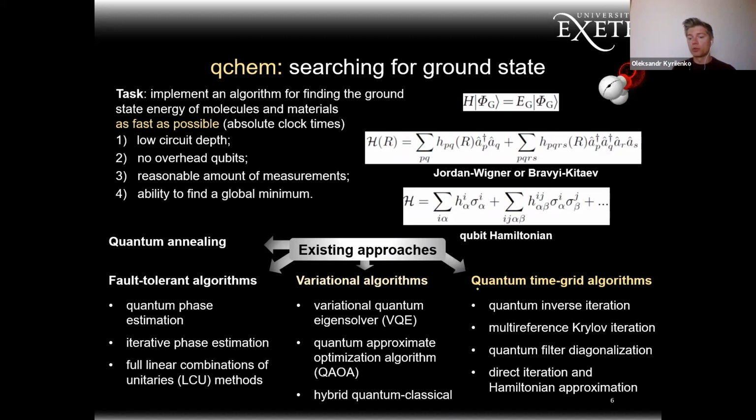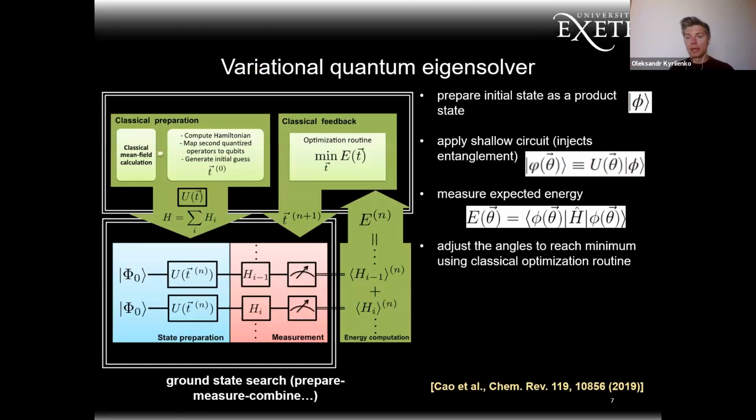But I will also introduce that there are quantum time grid methods that use dynamics of the system to effectively learn the low energy states of the system. And specifically, quantum inverse iterations, that's what I was working on. Quantum filter diagonalization, that was proposed by Parrish and McMahon, but we adapted it with our direct iteration and Hamiltonian approximation. And I will just say a couple of words about variational quantum eigensolver.